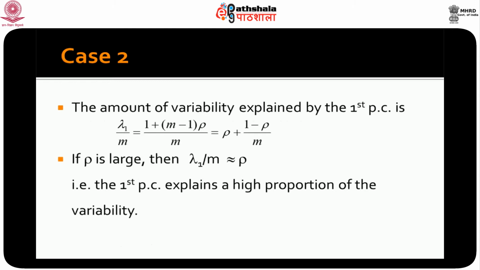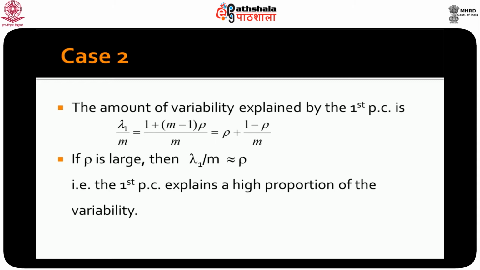More importantly, let us look at what proportion of the total variability the first principal component accounts for. Remember, this would be given by lambda 1 by m, and we have 1 plus m minus 1 times rho, divided by m, and that is equal to rho plus 1 minus rho by m.